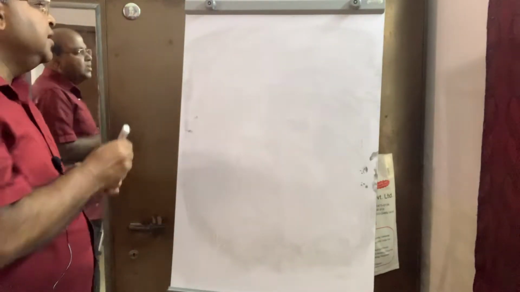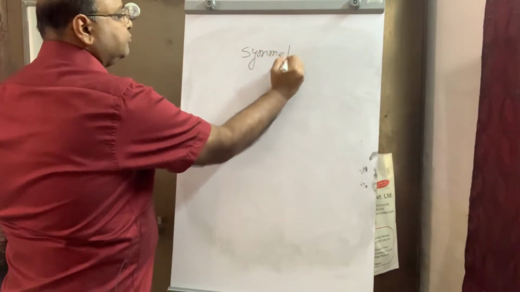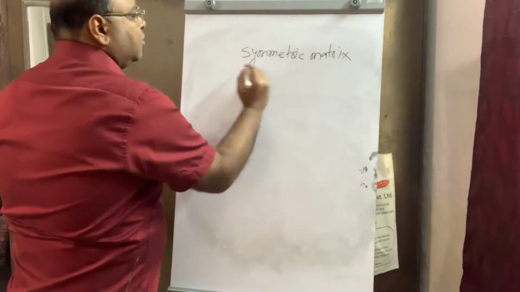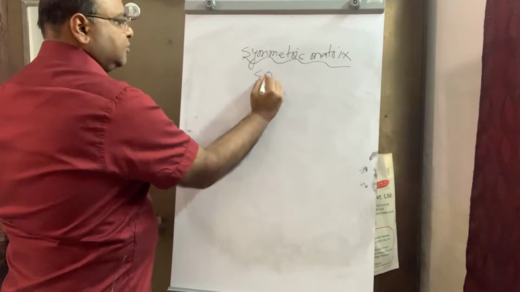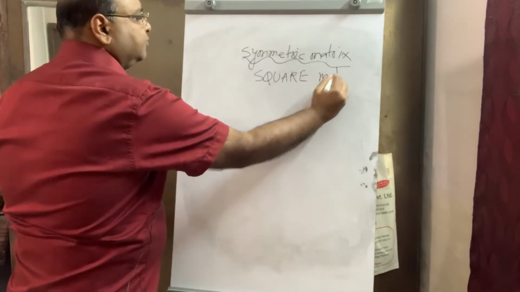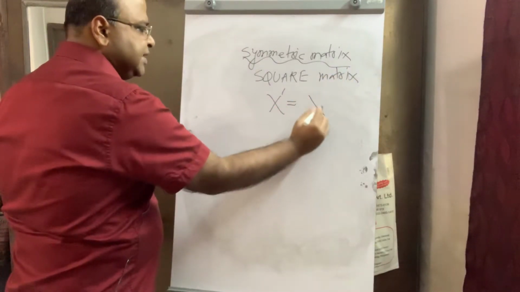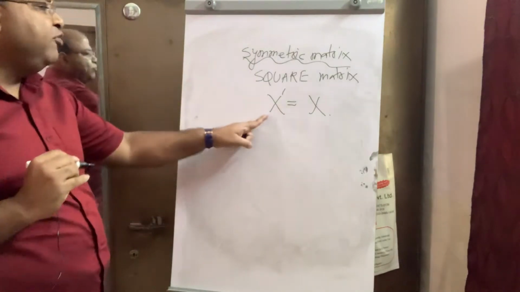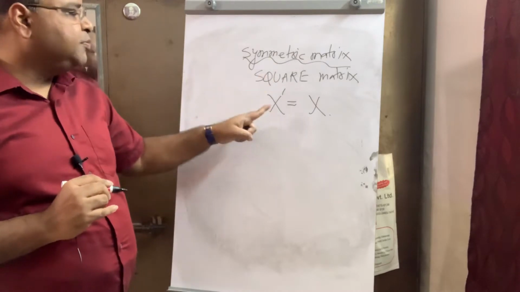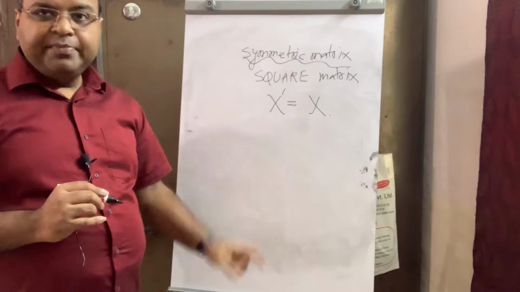So what we discussed earlier, by a symmetric matrix, we mean a square matrix. First of all, the matrix should be a square matrix, capital X, whose transpose coincides with itself. Transpose means if you interchange the rows and columns, the matrix will be exactly the same. A square matrix whose transpose operation gives back the matrix itself is said to be a symmetric matrix.